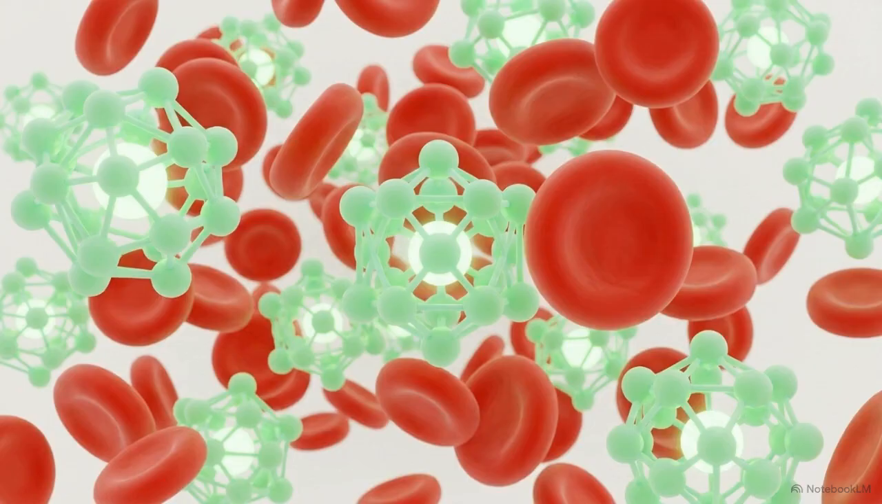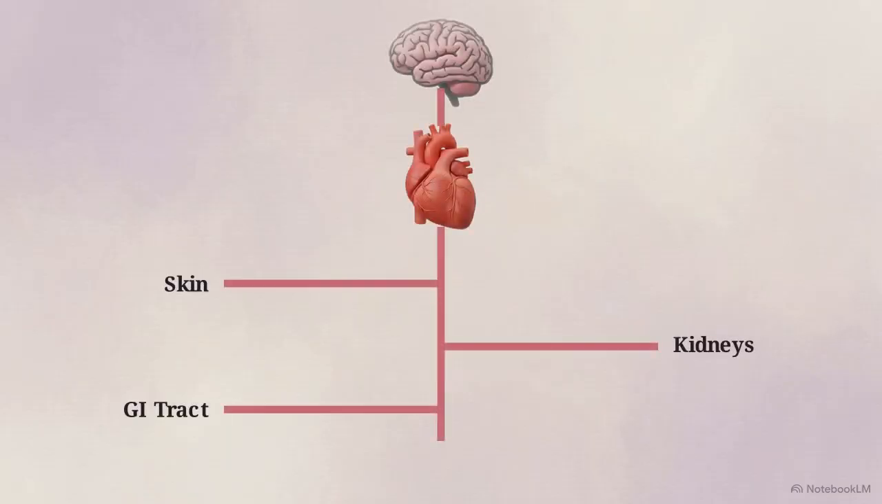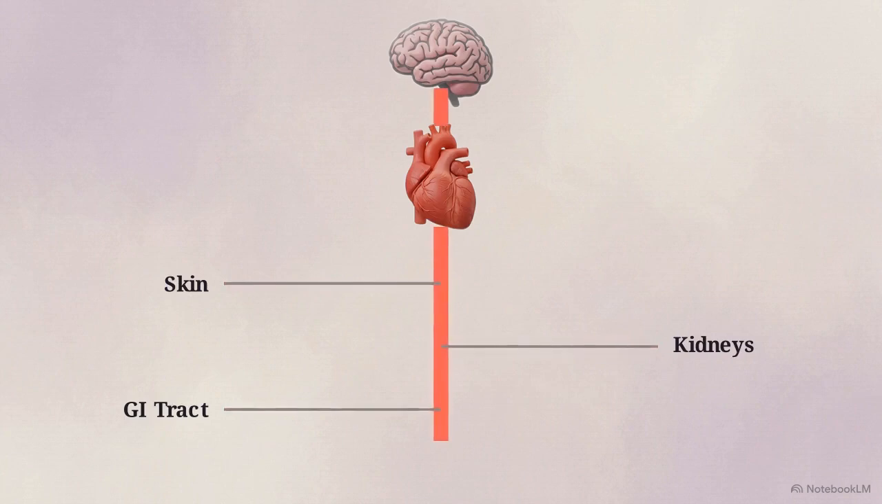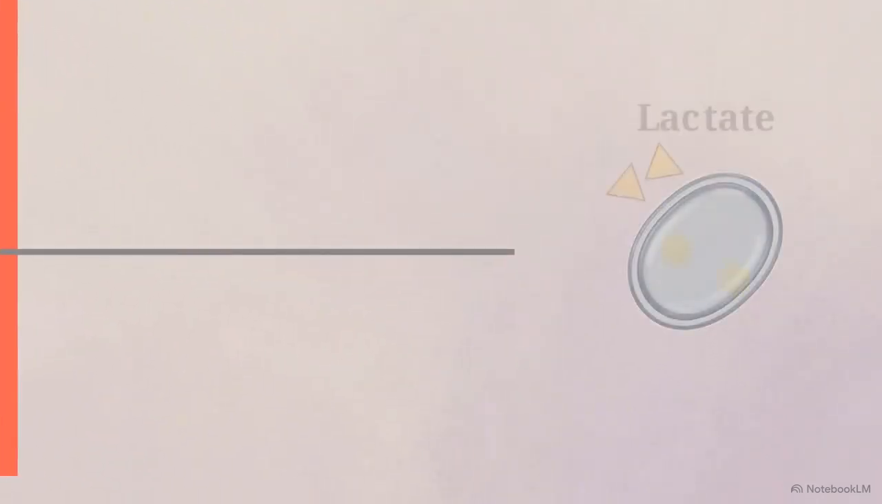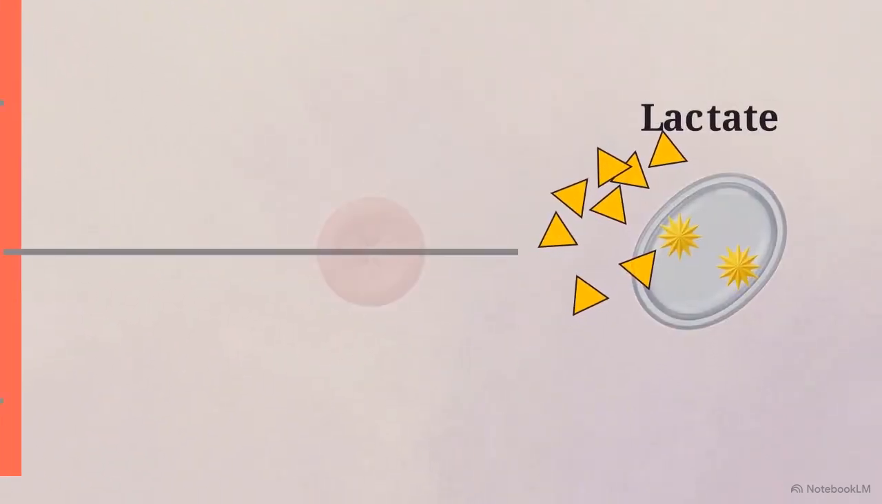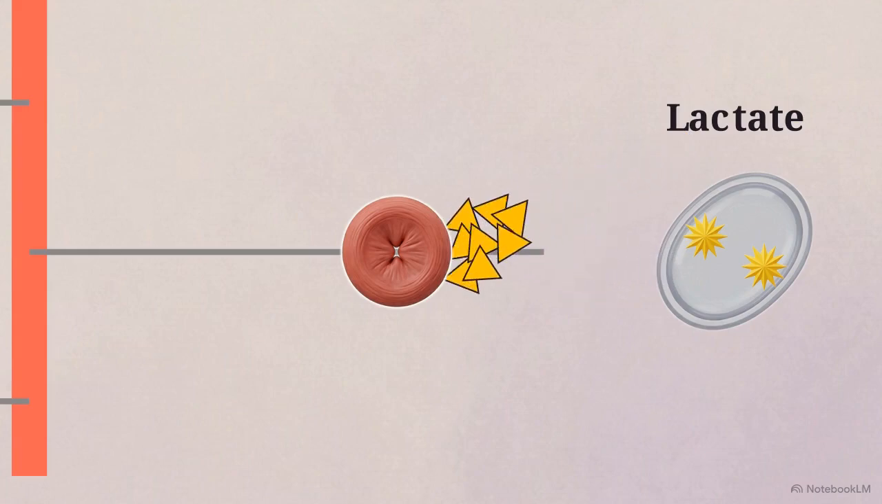It floods the system with catecholamines, specifically adrenaline and noradrenaline. During the adrenergic response, massive vasoconstriction in the skin, kidneys, and GI tract redirects oxygen-rich blood toward the brain and heart. Deprived tissues shift to anaerobic ATP synthesis, producing lactate.